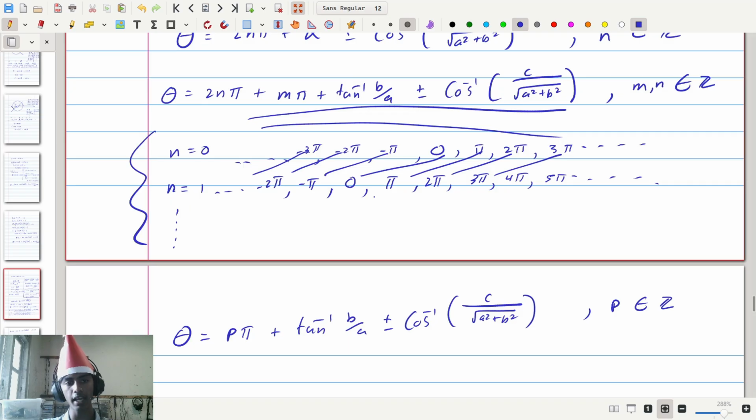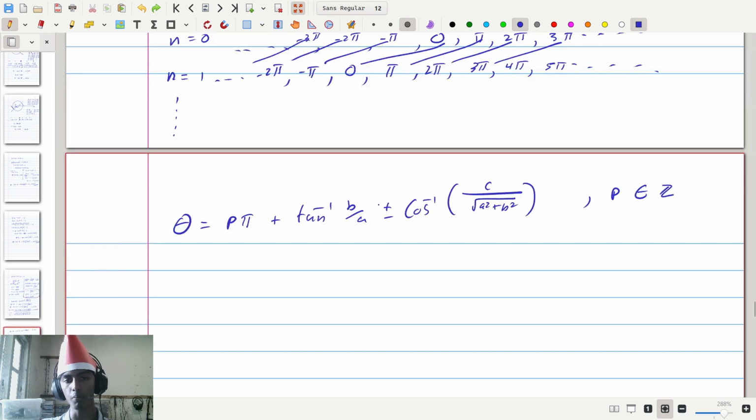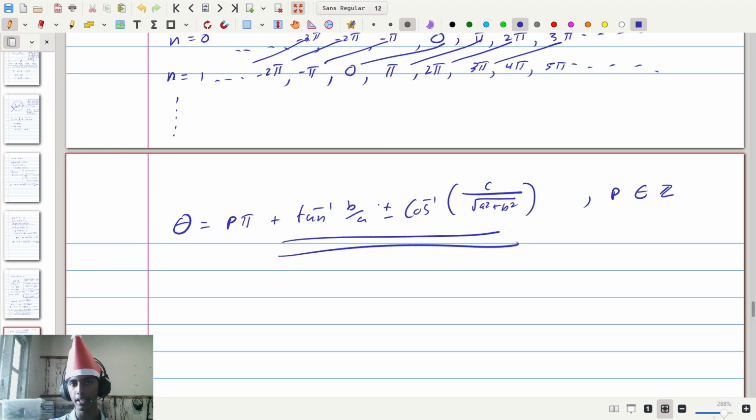For every possible n, we are still getting the same exact set, so we can eliminate that thing and write simply as a simpler form, theta is equal to p times pi plus the tan inverse of b divided by a plus or minus the cosine inverse of c divided by the square root of a squared plus b squared. And here, recall, we had the added condition that the absolute value of c is less than or equal to the square root of a squared plus b squared. This condition is necessary if theta minus alpha is a real number.